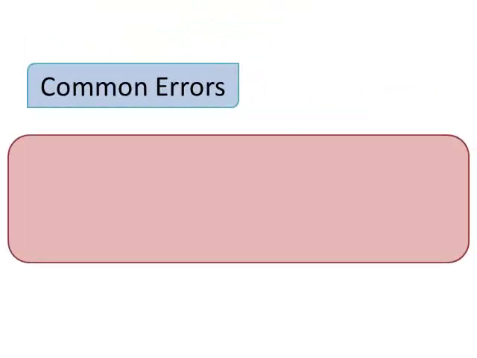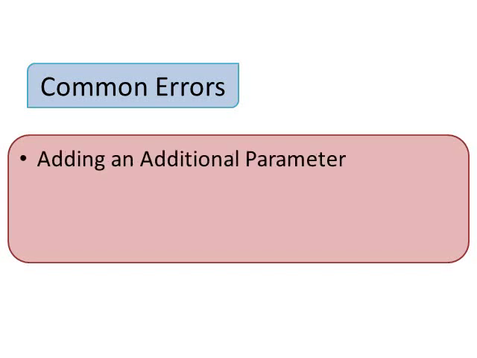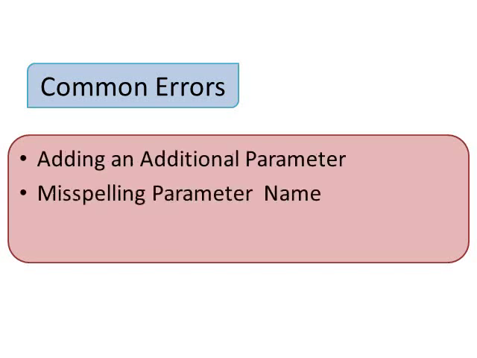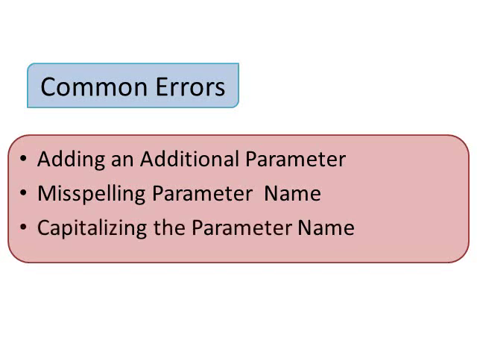Common errors that prevent an infobox from displaying correctly include adding an additional parameter, misspelling the parameter name, omitting necessary punctuation, or capitalizing the parameter name.